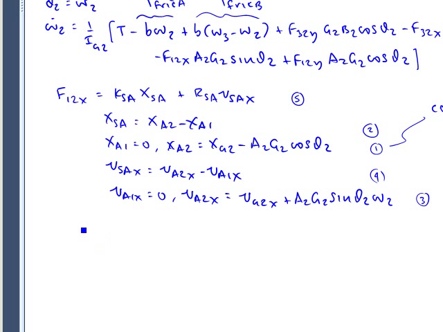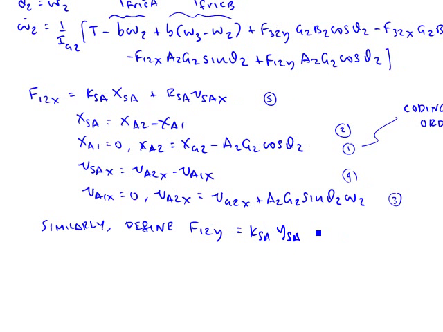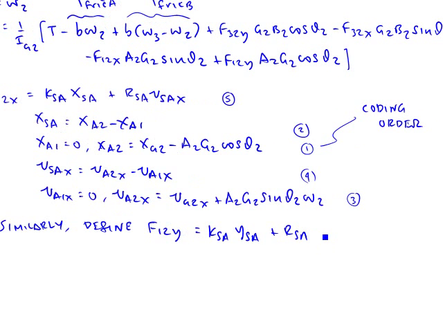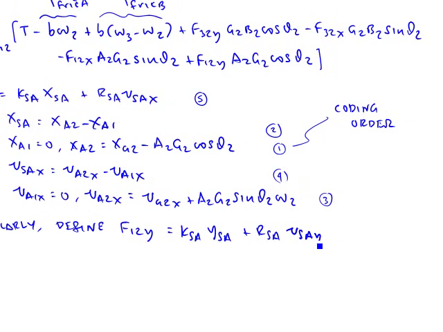Okay, I can do a similar thing for, so I'll say similarly, I can define F12y. It's going to be KSA YSA plus RSA VSAY.